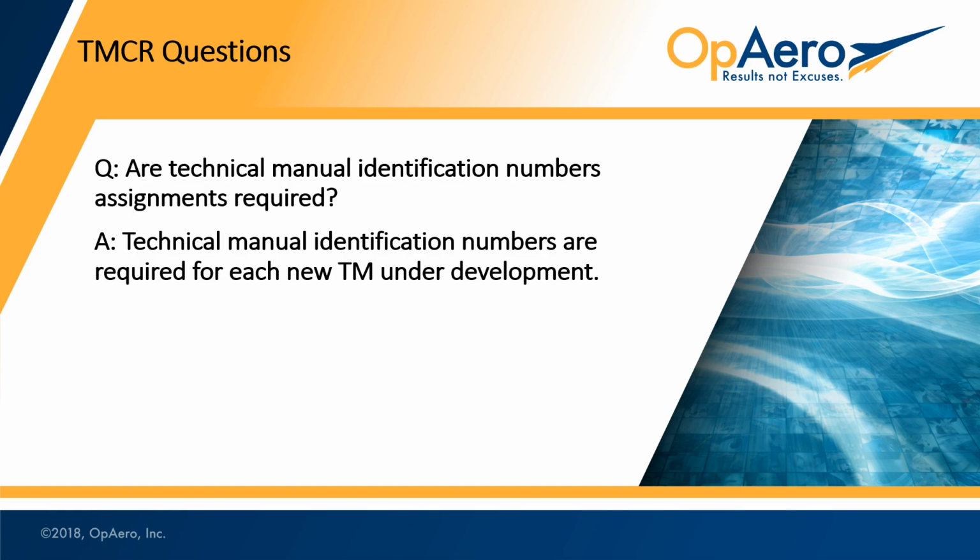Are technical manual identification number assignments required? Do we need to have a manual ID number assigned? They're required for each new tech manual under development. We just said if it's a revision, we're already going to know what those numbers are. If it's an initial acquisition, then the program office or the logistic element manager has to go through that process to identify what that publication number is going to be. That's not going to be a contractor responsibility. That's going to be on the government to ID and name the pub.